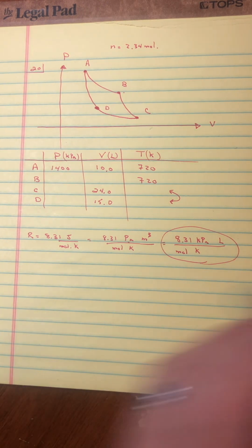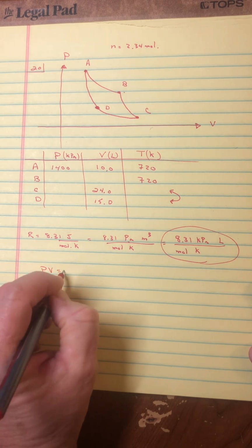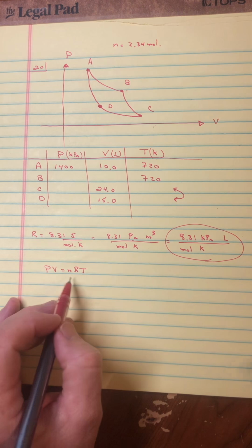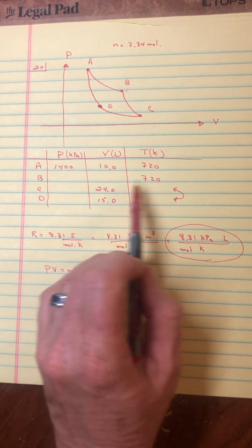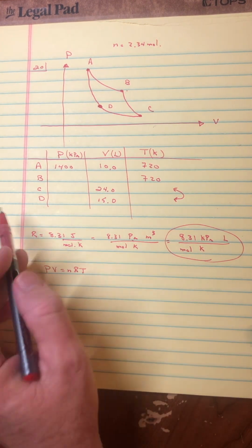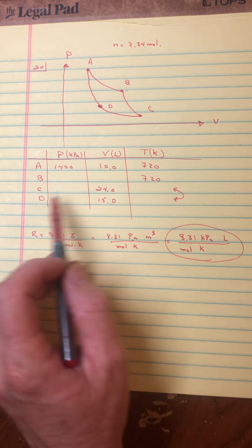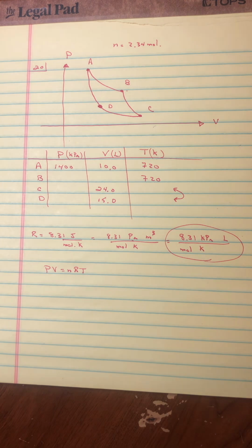Now, keep in mind also that PV equals nRT. And so we're given n. And so looking at this chart, if we know any two, we can find the third. Although that really doesn't help either. And as I scan across, it doesn't help me with B, doesn't help me with C, and doesn't help me with D. So bummer, but like I said, might as well look for the easy ones first.